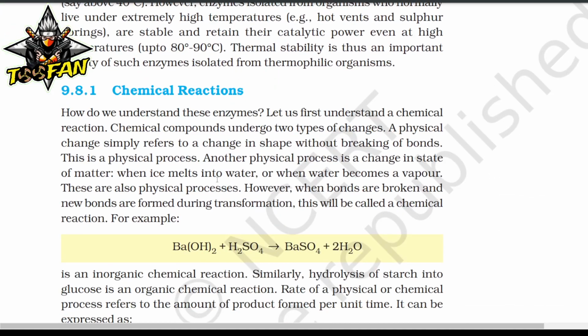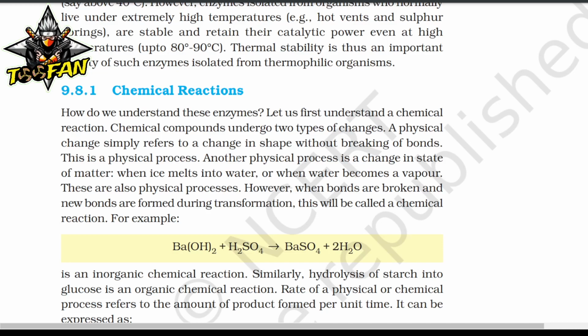Chemical reaction. How do we understand these enzymes? Let us first understand the chemical reaction. Chemical compounds undergo two types of changes. A physical change simply refers to a change in shape without breaking of bonds. This is a physical process. Another physical process is change in state of matter. When ice melts into water or when water becomes a vapor, these are also physical processes.